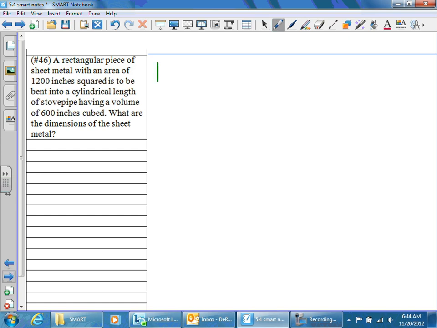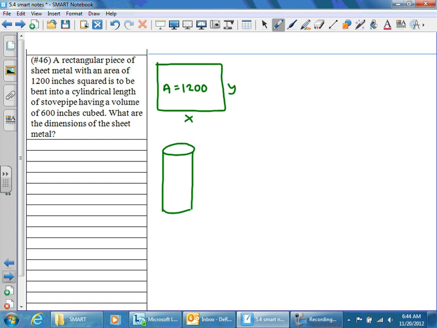Alright, so again I'm going to start with my piece of sheet metal. It tells me I have an area of 1,200, and it is rectangular, so I have a length and a width that are unknown. Then it wants me to get it into a cylinder. And it tells me that this has a volume of 600 inches cubed.